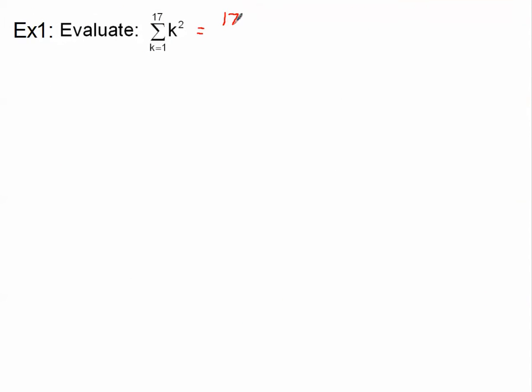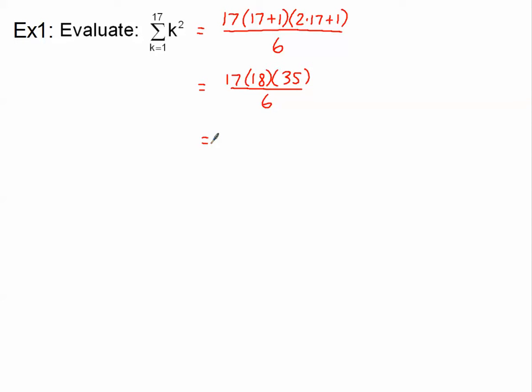So this should be equal to 17 times 17 plus 1 times 2 times 17 plus 1 divided by 6. And if I might simplify that before I plug it into the calculator, that would be 17 times 18 times 2 times 17 plus 1 is 35 divided by 6. 17 times 18 times 35 divided by 6 is 1,785. So that's just using one of the formulas and plugging in a value of n into it to get the number much more efficiently than a brute force method.